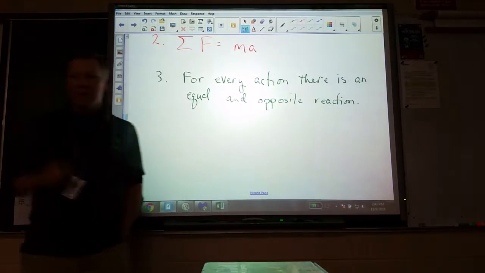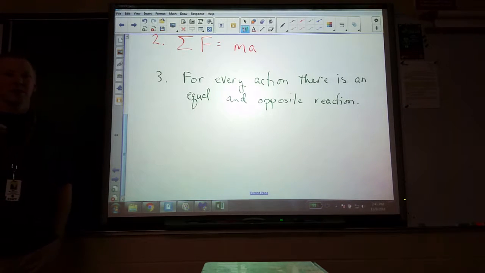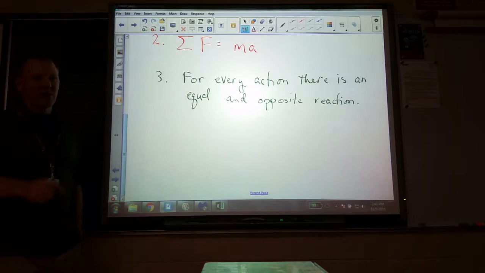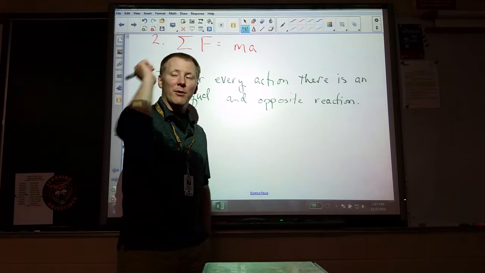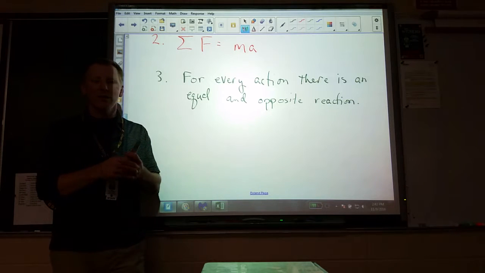Which means if I push on you with a force, you push on me with the exact same force, just in the opposite direction. And that goes even if I'm throwing something. Clearly I'm applying a force to it. It's actually applying the same force to me. I don't move because I'm way bigger than this.